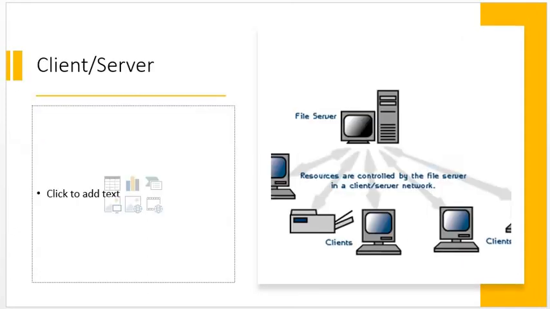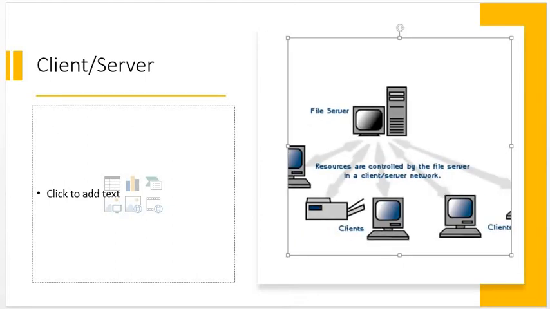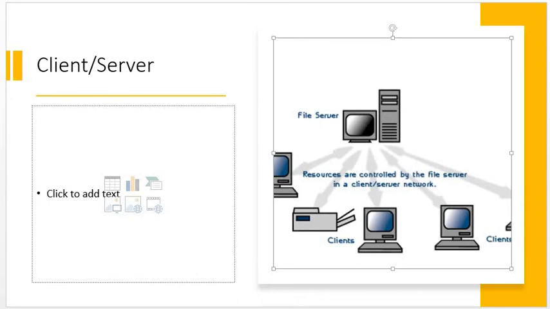Then the next model that we want to look at is a client-server network. Let me just try to zoom here. I was hoping that the images will appear fully, but even as it stands, what differentiates a peer-to-peer network and a client-server network is that in a client-server network, there is one computer that controls all the resources in the network. That computer determines who accesses what on the network, and when and how. This is different from what is there in a peer-to-peer network.